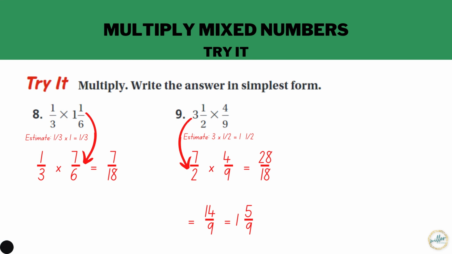Now, it's okay if you didn't follow all of these exact steps. Some of these things I wrote down, I didn't really have to. I could have gone from 28/18 to 1 5/9.